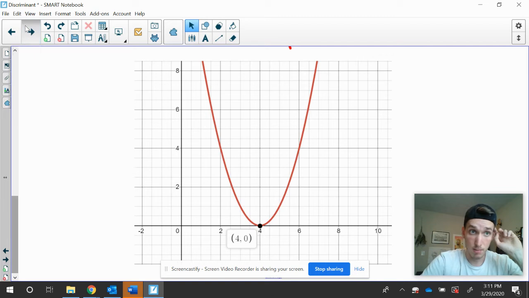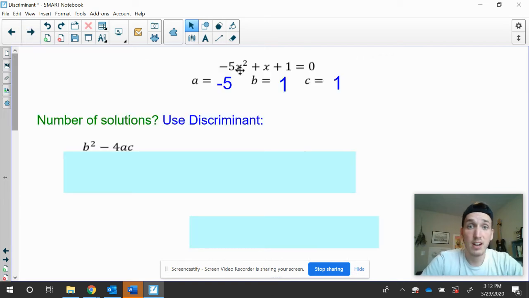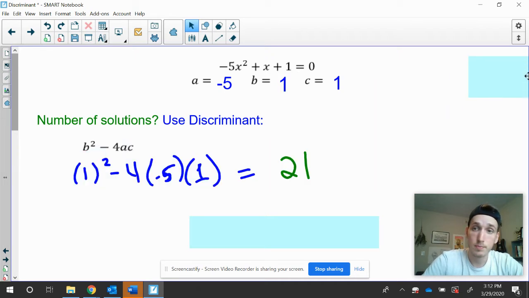So let's look at another example. Negative 5x squared plus x plus 1 equals 0, right? Got it equals 0. How many solutions is this one going to have? Again, let's use our discriminant. B squared minus 4ac. B is 1, A is negative 5, C is 1. When you calculate this out, you get the discriminant equaling 21, right?